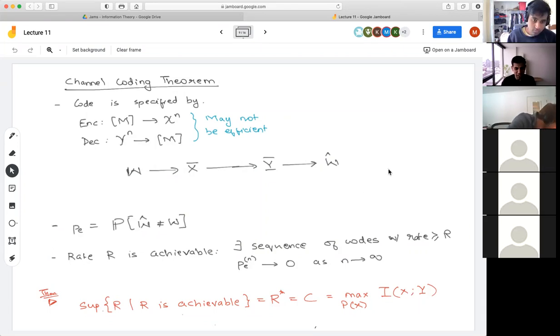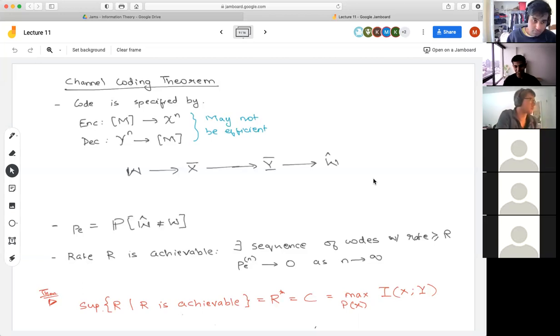Okay. And we will say that we achieve the channel capacity in the sense that the supremum of all the achievable rates is equal to the channel capacity. So there is a sequence of achievable rates which converges to the channel capacity. That's not to say that we will have a code with rate exactly C, but we can get arbitrarily close to C. Okay.